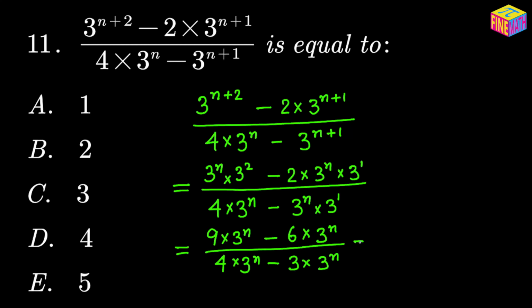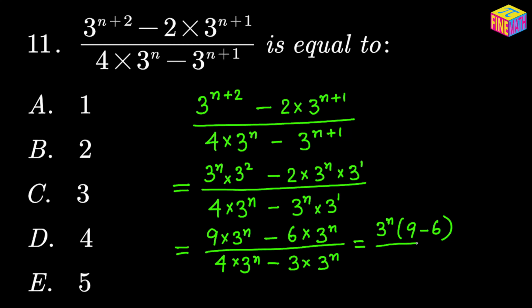Now you see we have 3 to the power n with each of the terms in the numerator and the denominator. So let's take that as a common factor. In the numerator I'm going to write 3 to the power n as a common factor. Then within parentheses this is 9 minus 6, because from each of the terms we are removing 3 to the power n. The first term will be left with just a 9, and the second term will be left with just a negative 6, so that is 9 minus 6.